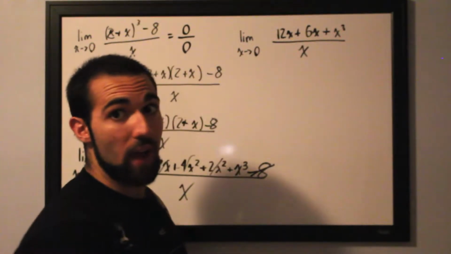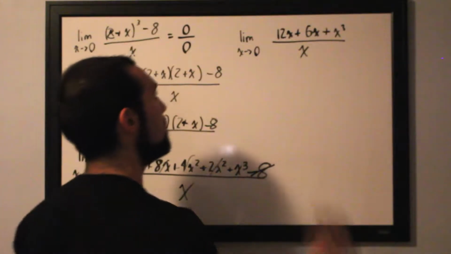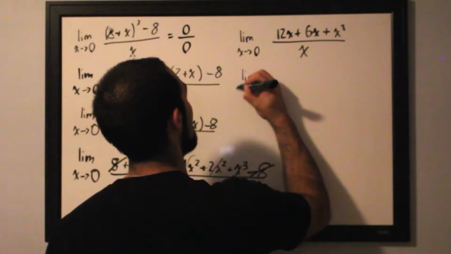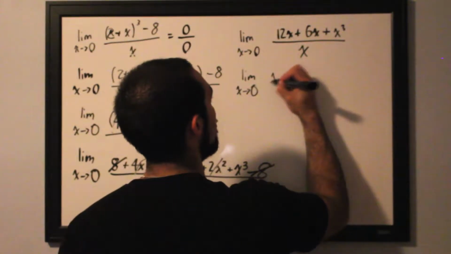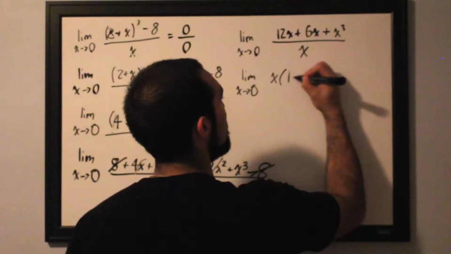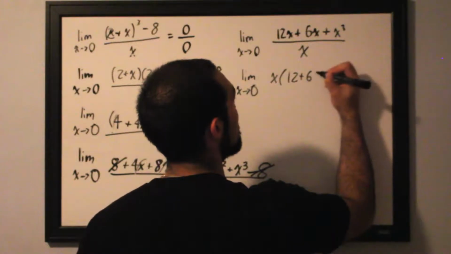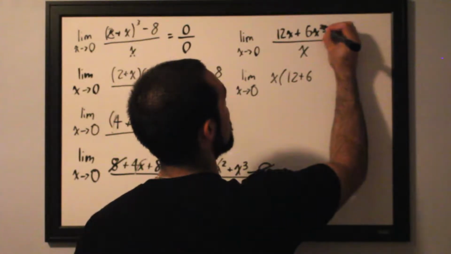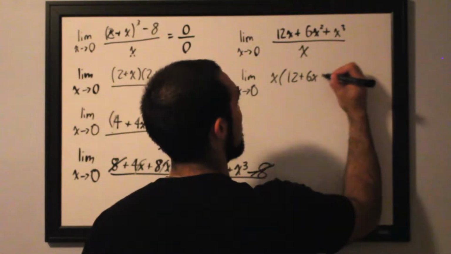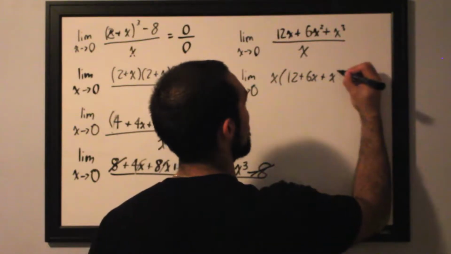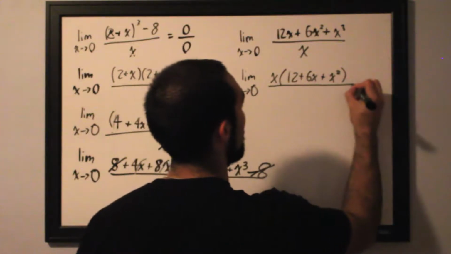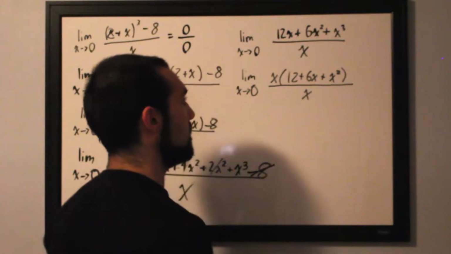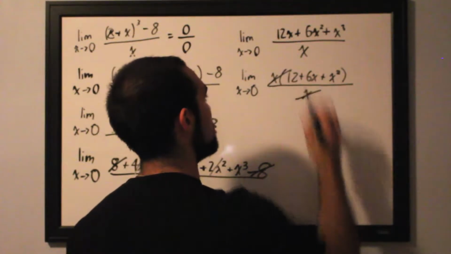Now what we can do is factor an x out of the numerator, so we're going to take the limit as x approaches 0 for this function over here. We take the x out of the numerator, we're going to be left with 12 plus 6x, this was supposed to be x squared, plus 6x plus x to the third. X to the third, we're going to be factoring out an x, so it's going to be left with an x squared. And we have an x in the denominator. These two x's cancel each other out.